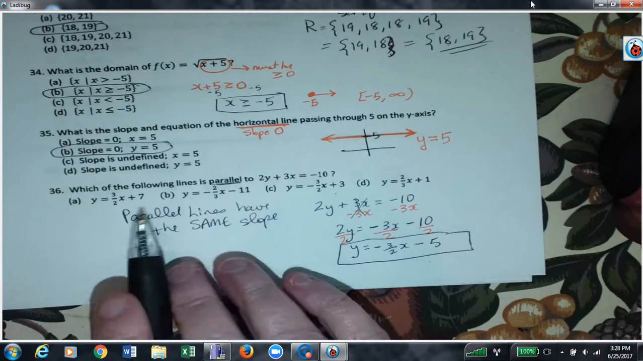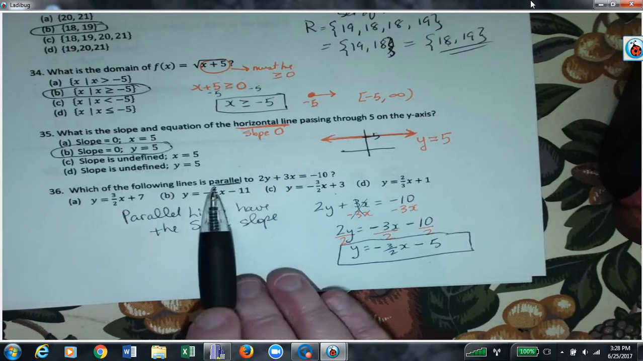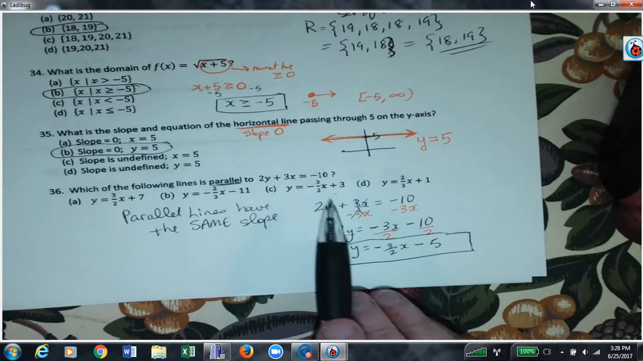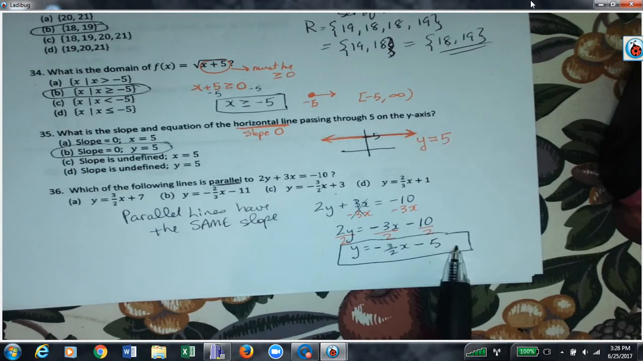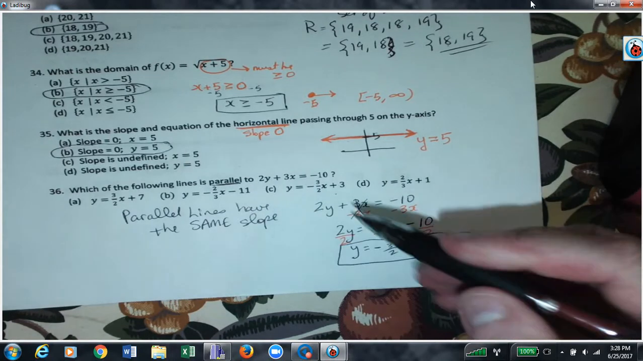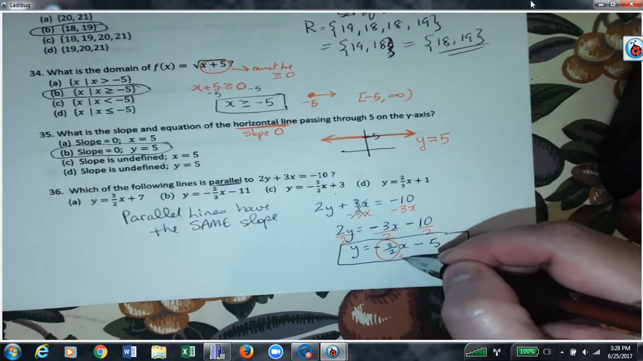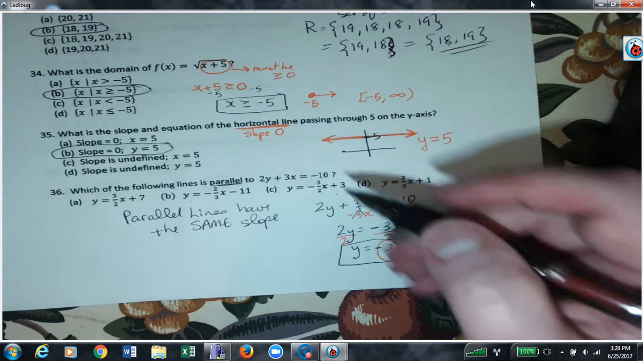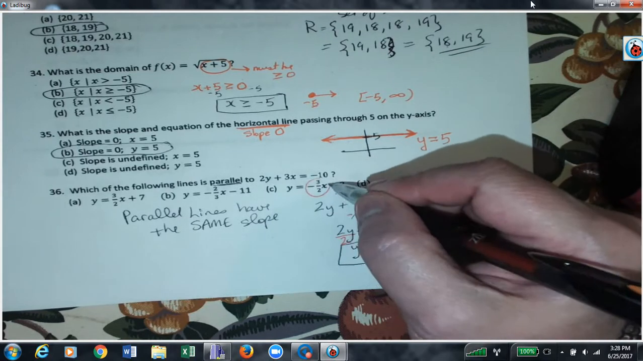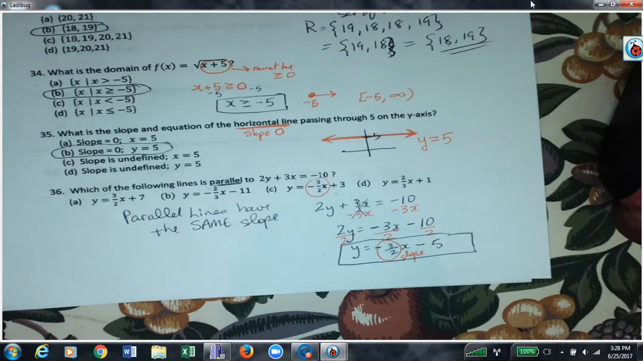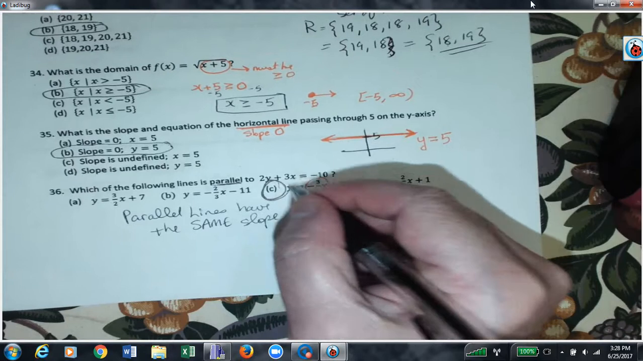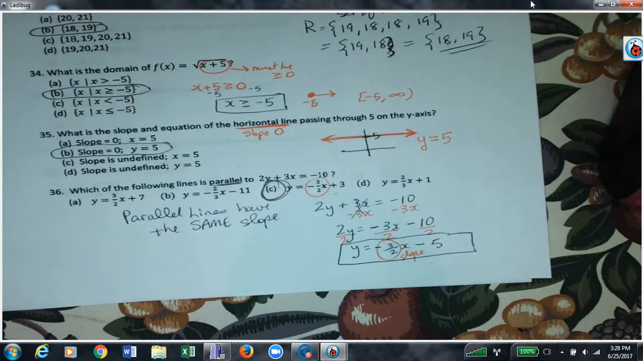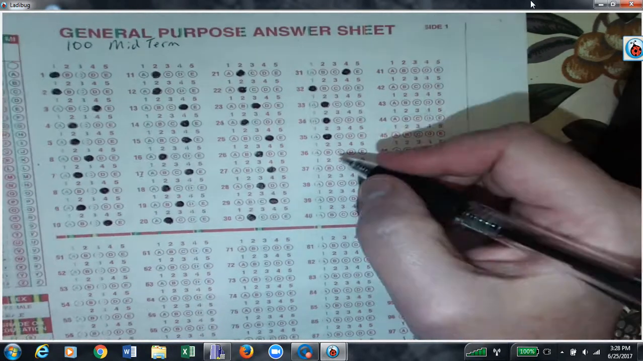So any line that is parallel to this line will have slope -3/2. That is the slope. So now I'm looking for a line that has slope -3/2. And there it is. That's telling me all I need to know. So the answer to this is going to be C. The answer to 36 is C.